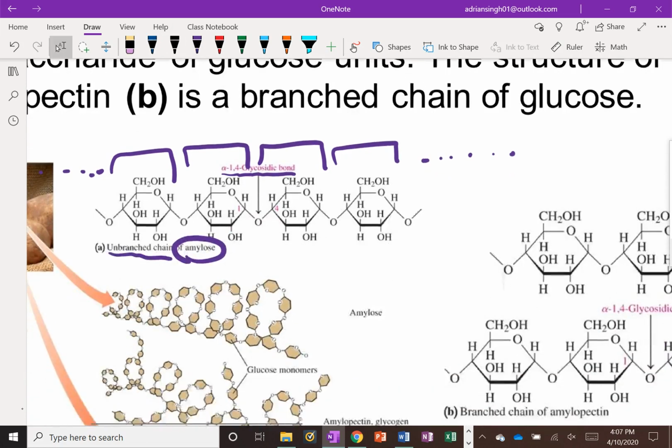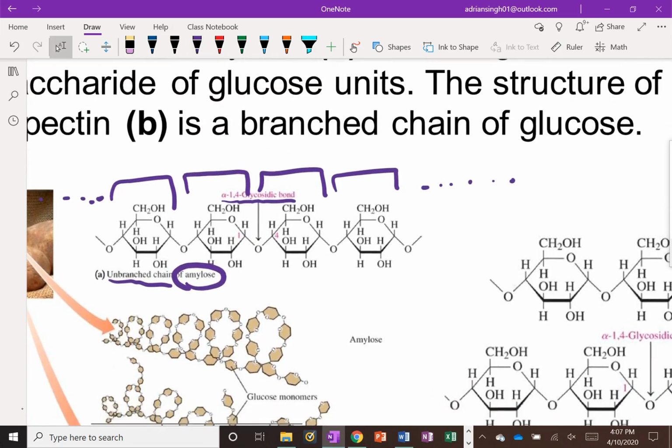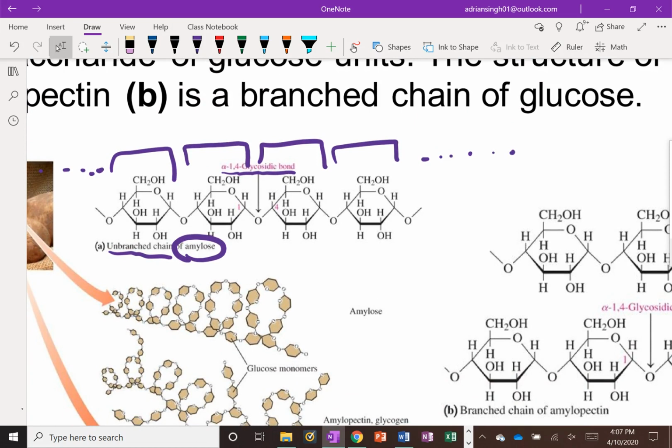glucose units. And the amylose itself, even though it's a straight chain, right, it actually coils. So it's an unbranched chain. It coils up, right, and it actually looks sort of like a spiral. So each of these little colored hexagons here represents an individual glucose molecule in the polymer of amylose, right? So it's an unbranched chain. It just sort of winds around itself like a spiral staircase.